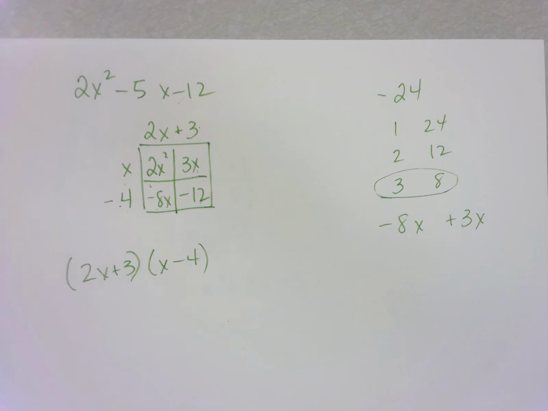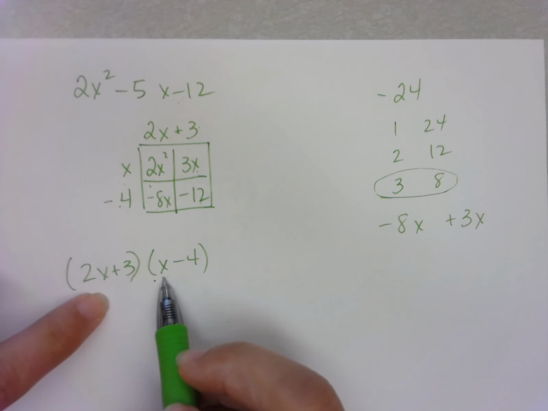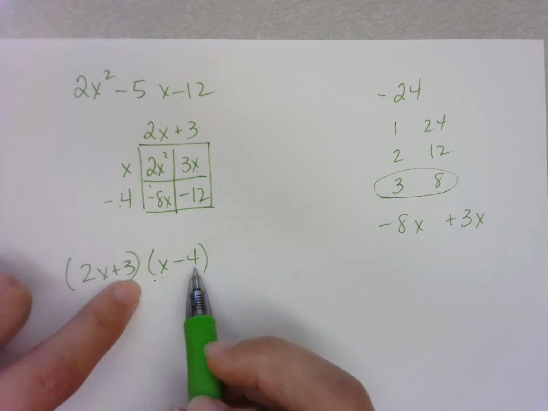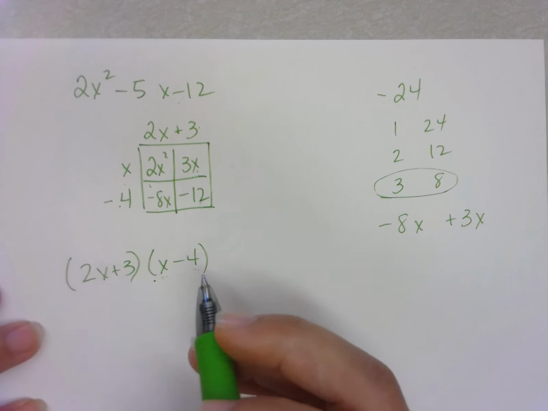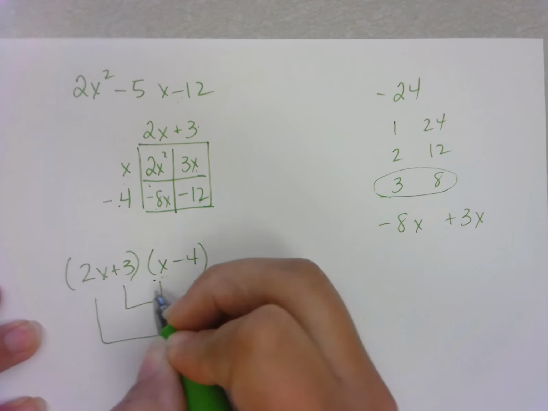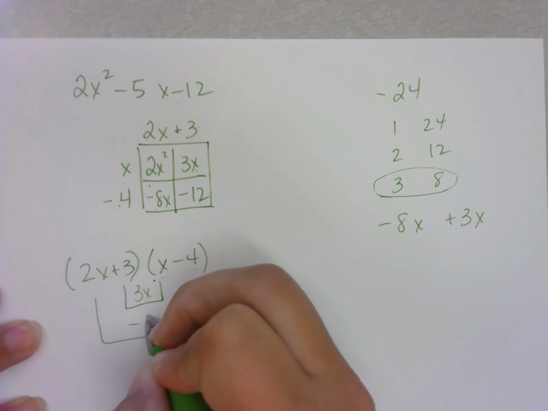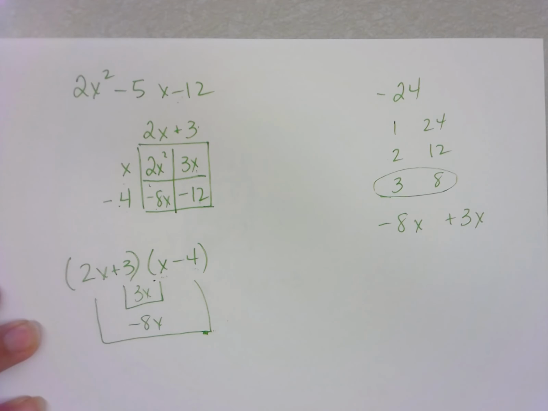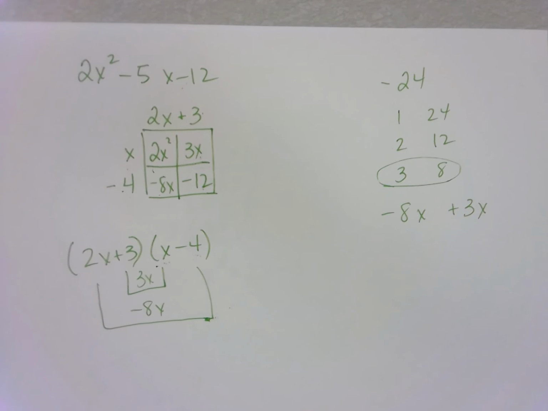Right? If you're still not sure if you did it right, check your middle terms, right? There's my 2x squared from here and here. My minus 12 comes from the last terms, 3 and negative 4. And then the middle terms come from here, right? I get positive 3x, I get minus 8x when I multiply those two together. And when I add those two together, I do in fact get the minus 5x.